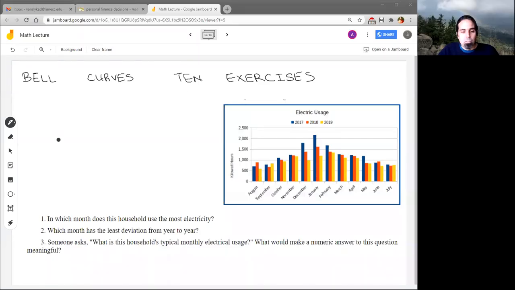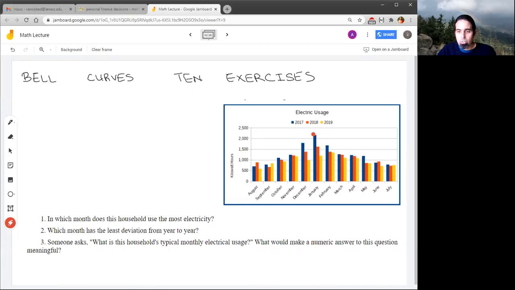Bell curves, 10 exercises. So we're starting from the beginning. There's a household. The histogram shows how much electricity it uses. And there were 3 different years. The blue bars were 2017, then orange, and then most recently yellow. So in what month do they use the most electricity?